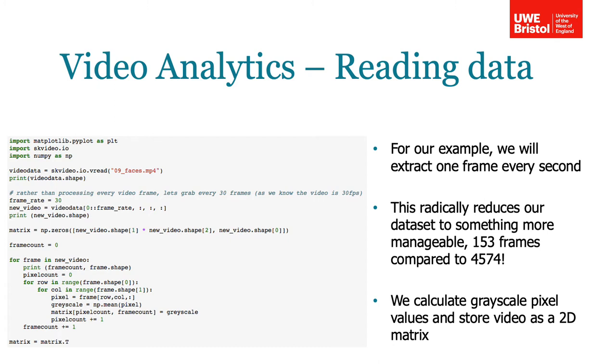Secondly, we can reduce each video frame to a grayscale image, meaning that we have only a single color channel rather than RGB. Again, color is not required for the purpose of our application, so we can afford to remove this. We now have a set of 153 grayscale images that represent our video, where each image is 480 pixels by 360 pixels in resolution.